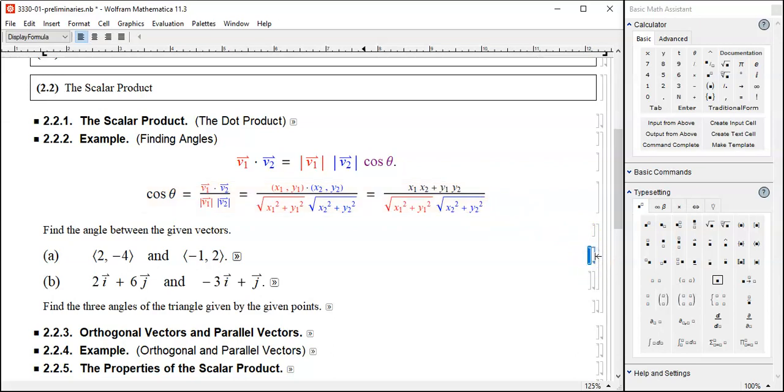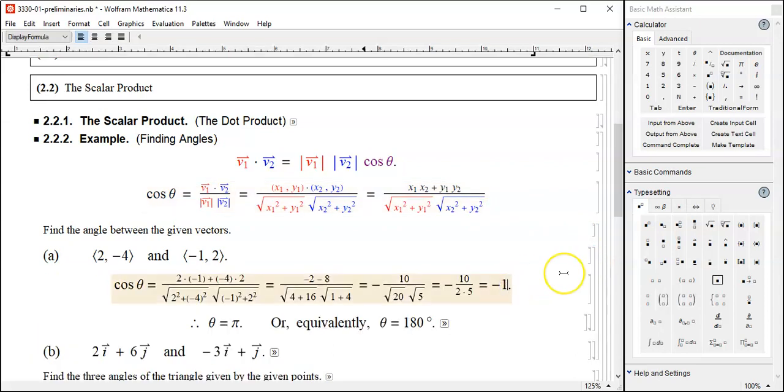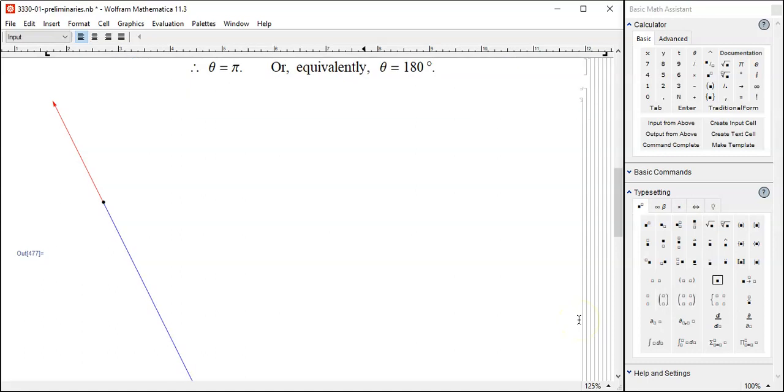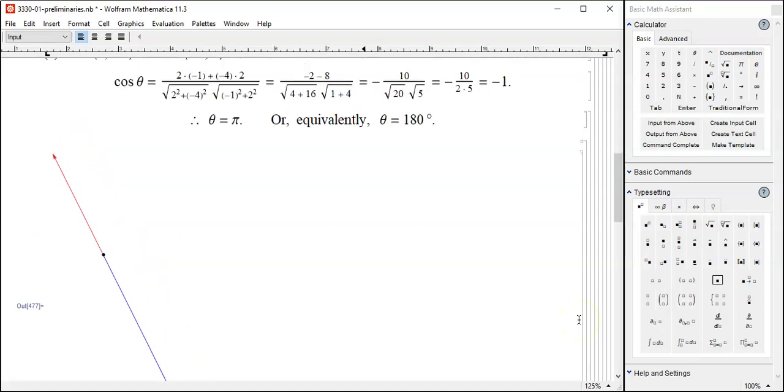As a matter of fact, here's the computation. Put all those in and then run your computation, and what do you get? -1. And cosine of theta is -1. What kind of angle is it? It's 180 degrees, pi. So the angle between these two vectors is 180 degrees. They're pointing in opposite directions. Well, here's a visualization.